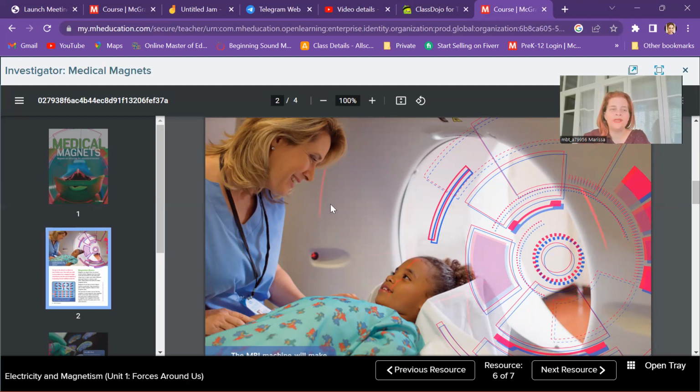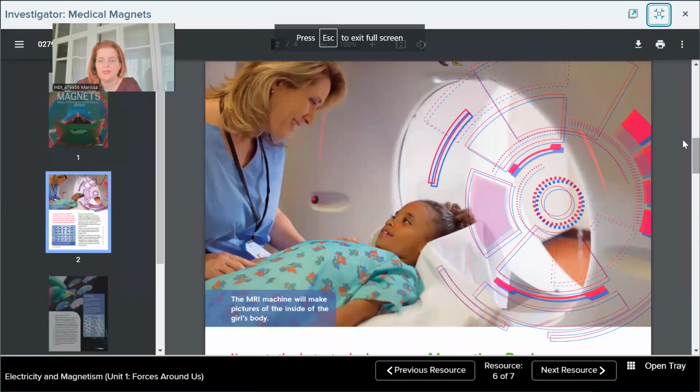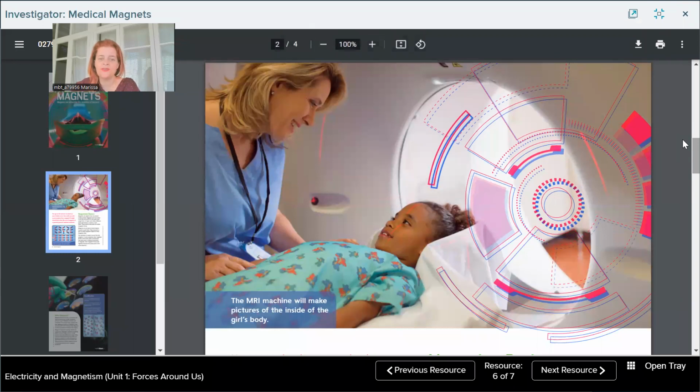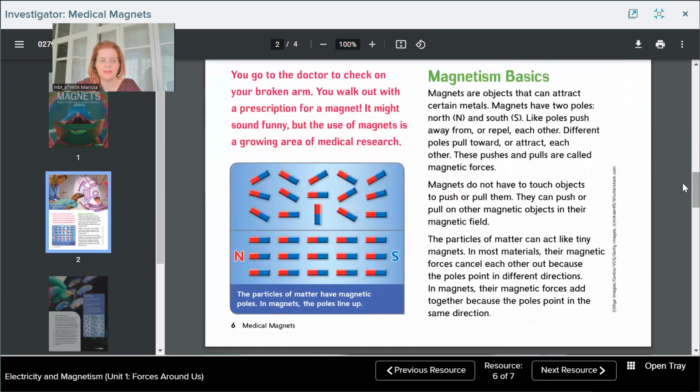All right, so let's read this. Let me see if I can read this to you guys. We're going to maybe go full screen. Here we go. So, this is an MRI machine. It will make pictures of the inside of the girl's body, the inside processes, not just the skeleton, which is an X-ray, but it's going to do the other parts. Okay, so it says, you go to the doctor to check your broken arm. You walk out with a prescription for a magnet. It might sound funny, but the use of magnets is a growing area of medical research.